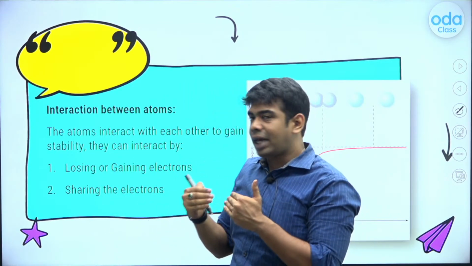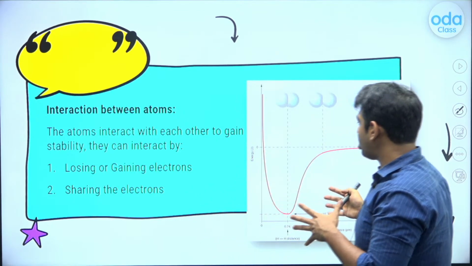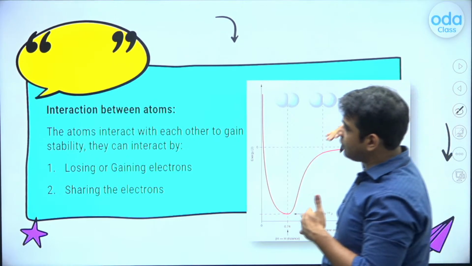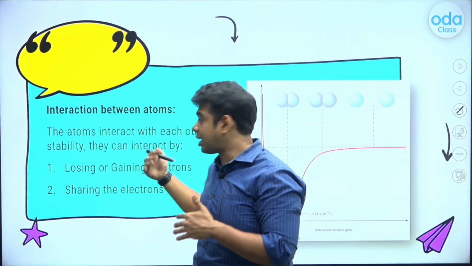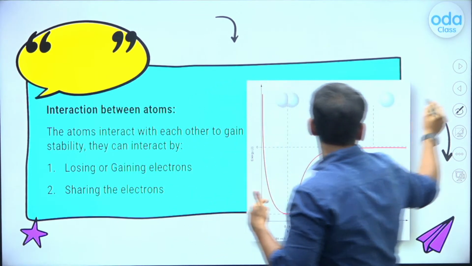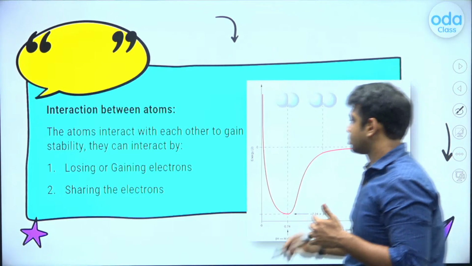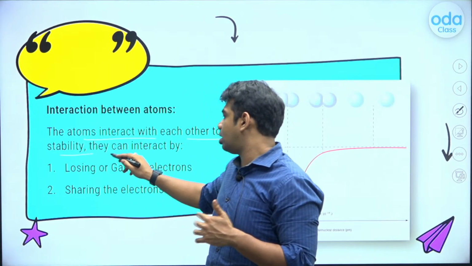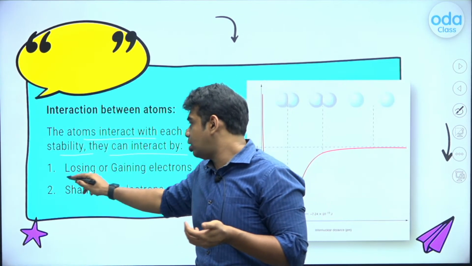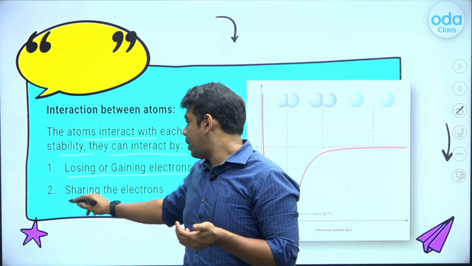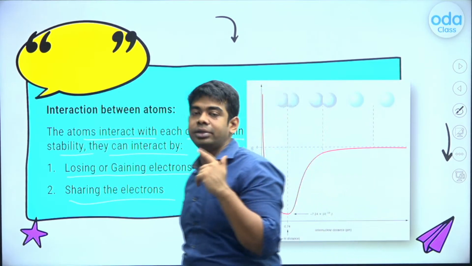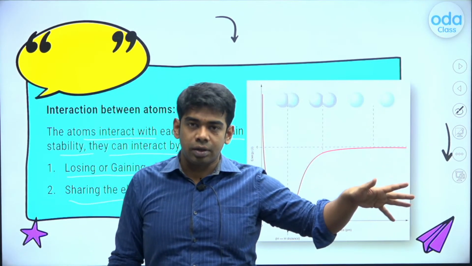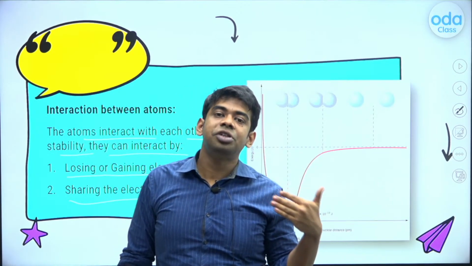Now this interaction, if we study it and plot it on a graph, we'll get a curve like this. We'll discuss the curve, but first let's discuss how atoms can interact with each other. Atoms interact with each other to gain stability, and they interact either by losing or gaining electrons or by sharing electrons. So there are two methods by which they can interact. One is complete transfer of electrons, and the second is sharing of electrons.